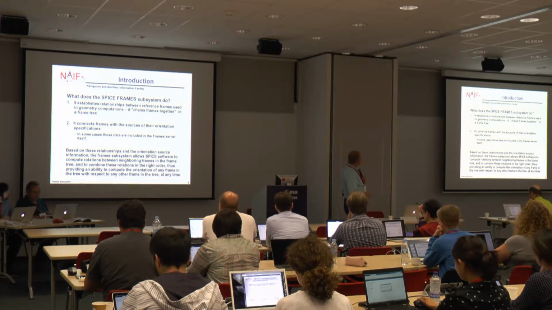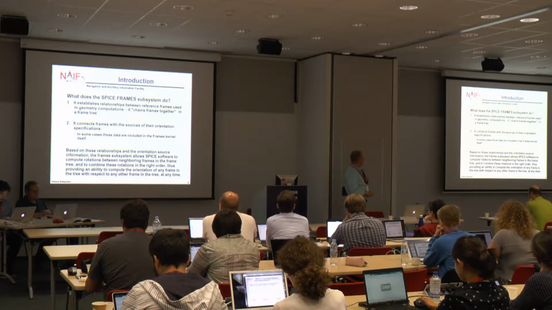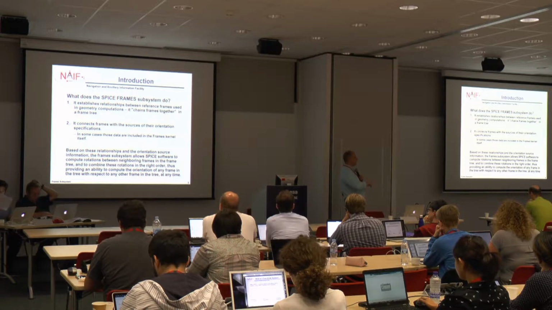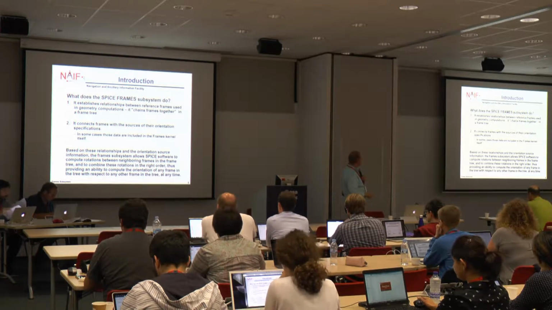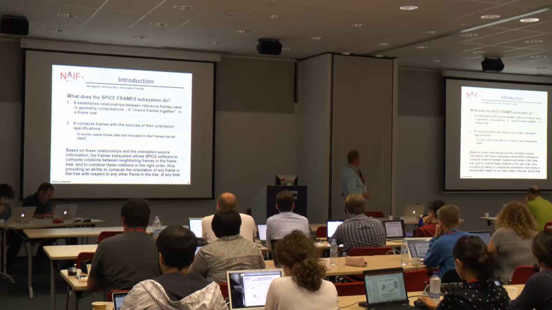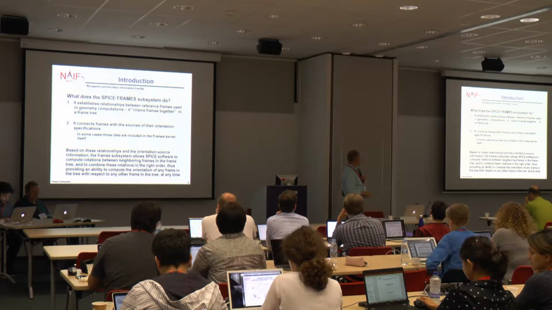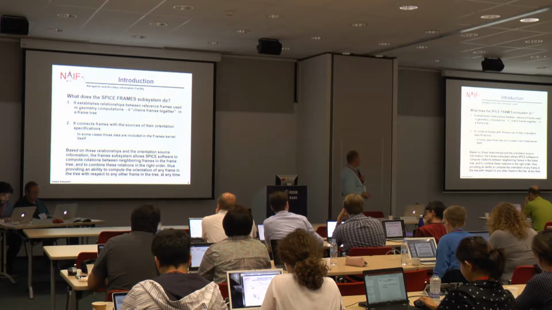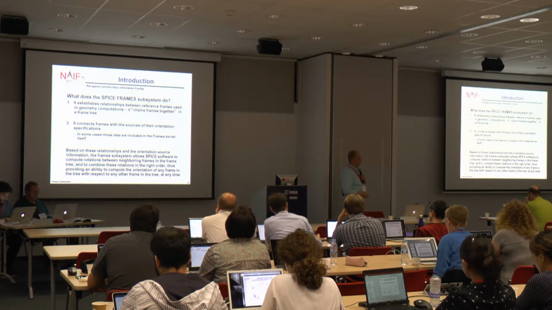Let's first say what SPICE frames do. They establish a relationship between reference frames used in geometry computations. The subsystem chains frames together. So it says this frame is related to this frame, related to this frame, and so on. Using this relationship, it can build long chains, and it connects frames with sources of their orientations. In some cases, these data are included directly in the frame's kernel, but in most cases, they come from some other SPICE kernels. Based on these relationships and the orientation source information, the subsystem allows SPICE software, most APIs in SPICE software, to compute rotations between neighboring frames in a frame tree and combine these rotations in the right order. This way it provides an ability to compute orientation of any frame in the tree with respect to any other frame in the tree at any time for which data to support these computations is provided.